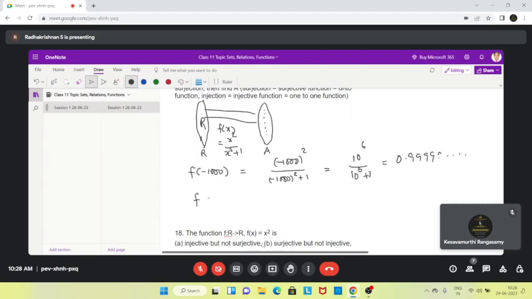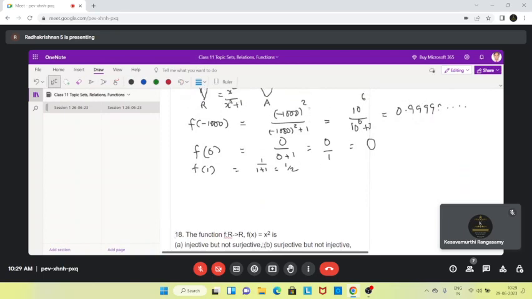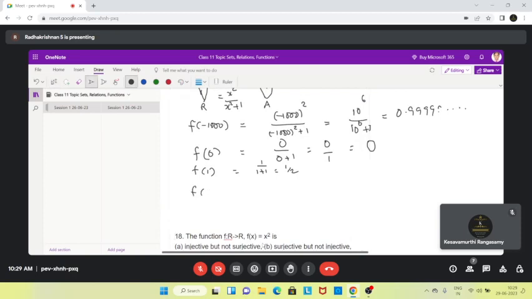Now let us see what is f of 0. It is equal to 0. As we come closer to 0, like f of 1, it will be 1 by 1 plus 1, half. So at very high values it is nearing 1, but as we approach 0, it goes on decreasing. At f of 0, it becomes 0. Then f of 1 will again be half, and then it starts to increase, because x square is a symmetric positive function. So f of 1000 will be the same as what we saw for f of minus 1000.